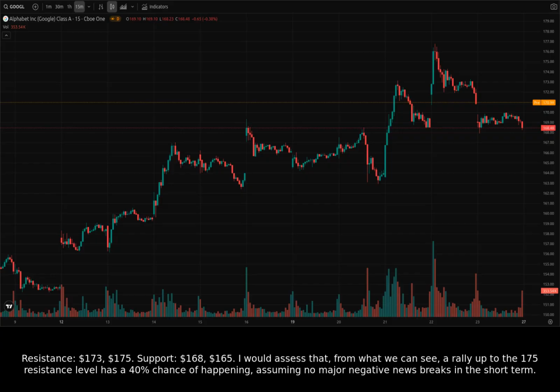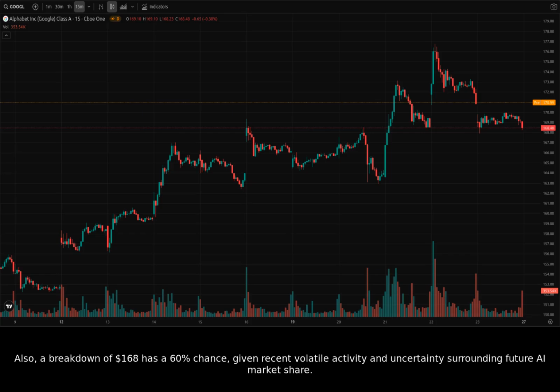40% chance of happening, assuming no major negative news breaks in the short term. Also, a breakdown of $168 has a 60% chance, given recent volatile activity and uncertainty surrounding future AI market share.